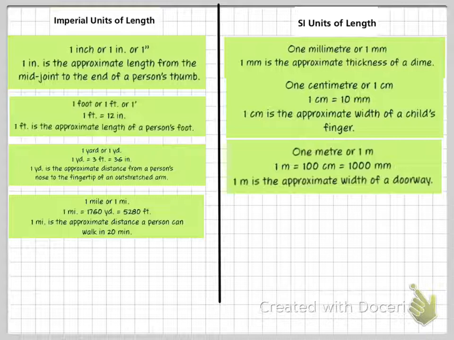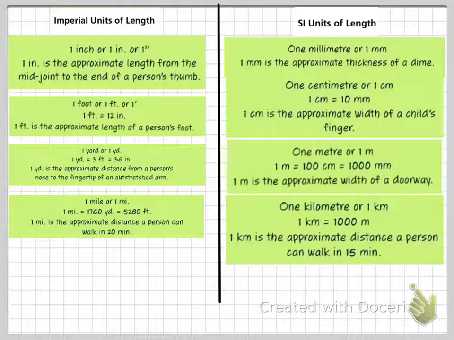1 meter is the approximate width of a doorway. And 1 kilometer, or 1 km, is the same as 1,000 meters, and 1 kilometer is the approximate distance that a person can walk in 15 minutes.